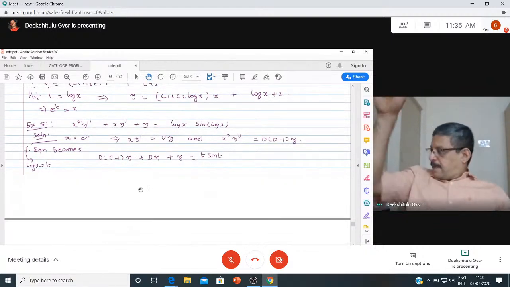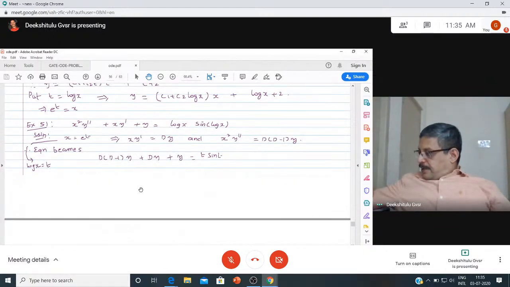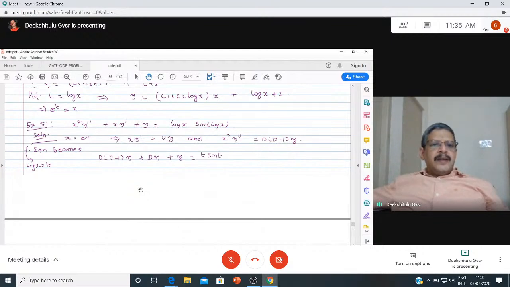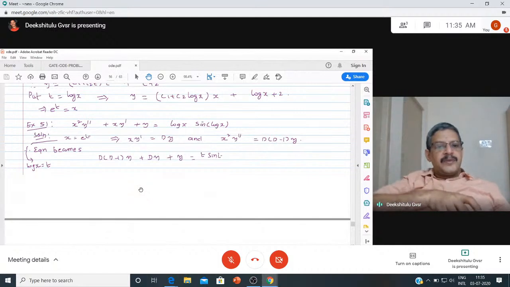Try another problem. Here it is: x squared y double dash plus x y dash plus y. So again it's in the form, because the y double dash coefficient is x squared, the y dash coefficient is x, and so on and so forth. It is exactly in Cauchy's form. So what we do, we put x is equal to e power t, and then log x becomes t.